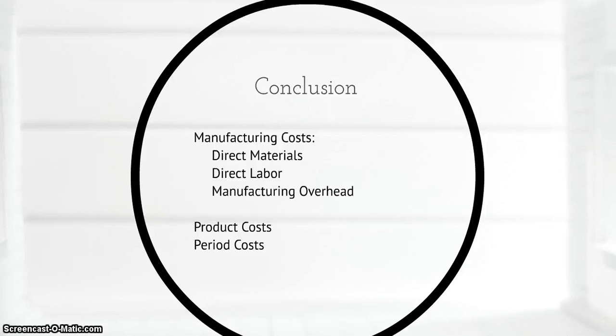So again, manufacturing costs involve direct materials, direct labor, and manufacturing overhead. Product costs are all of the manufacturing costs. Period costs are all other costs associated with our company that are non-manufacturing costs.